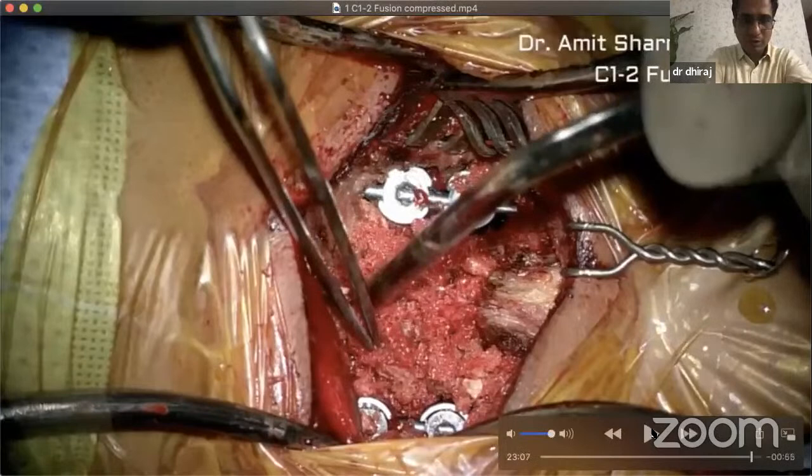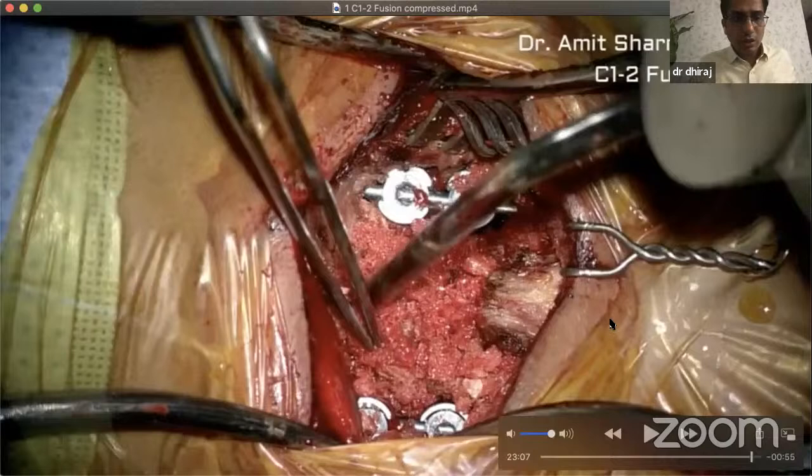Yes. Perfect. Any questions for Dr. Amit? Dr. Amit, can you elaborate the technique or entry point of C2 pedicle for all our delegates?